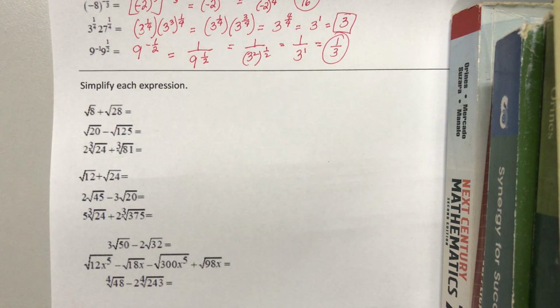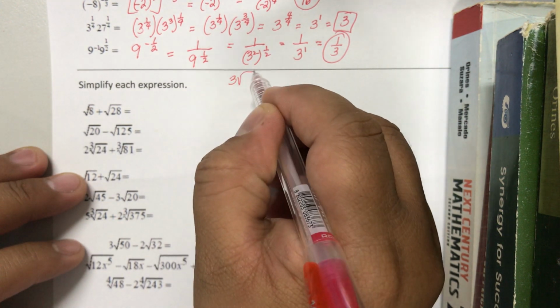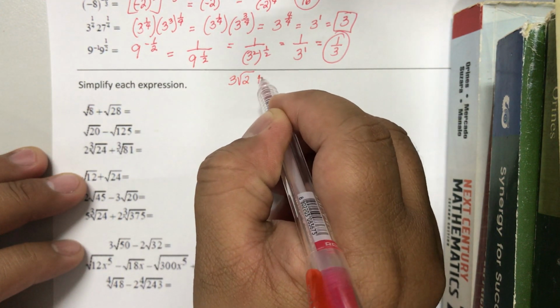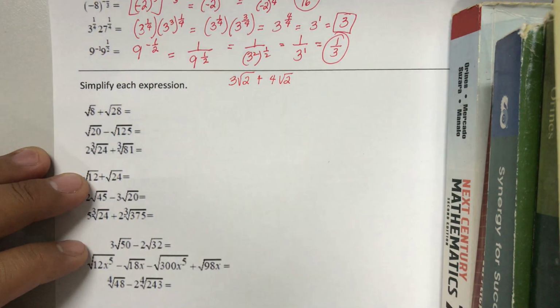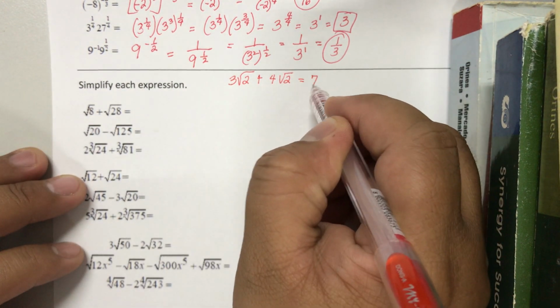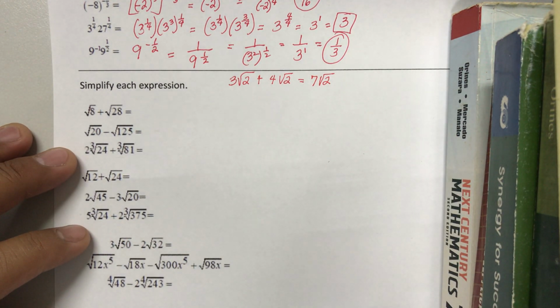So with radicals, if you have, for example, 3 square root of 2 added with 4 square root of 2, that would be 7 square root of 2. Adding the numbers 3 and 4 and then copying the radical square root of 2. So you can combine 3 square root of 2 and 4 square root of 2 because they are similar radicals, or they are like radicals.